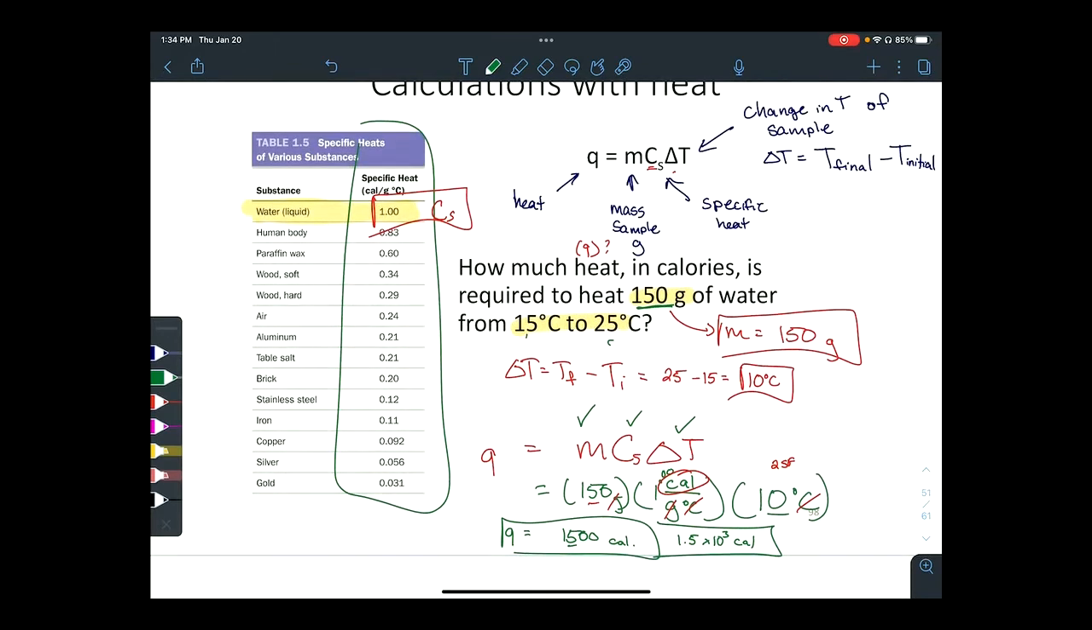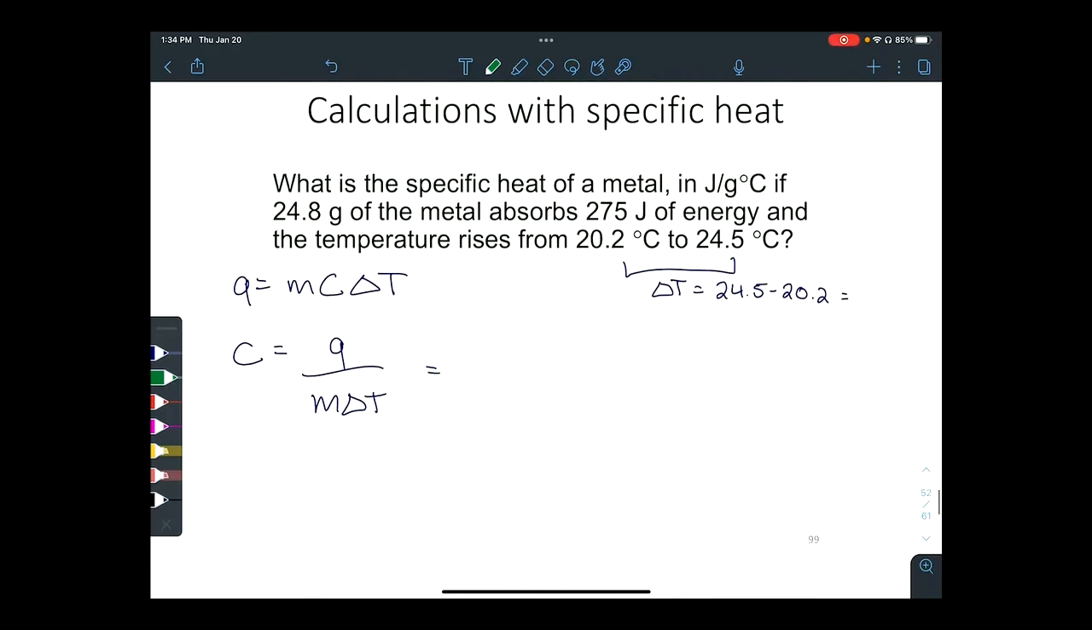So we can do another calculation similar. I just give you different parts. So here, I want you to calculate the specific heat of a substance. This time, I want you to calculate this specific heat in joules per gram degree Celsius. So here, I give you a mass. So there's my mass. Here, I'm telling you the metal absorbs 275 joules, so that's Q. And the temperature rises from 20.2 to 24.5 degrees Celsius. So that will help me calculate delta T.